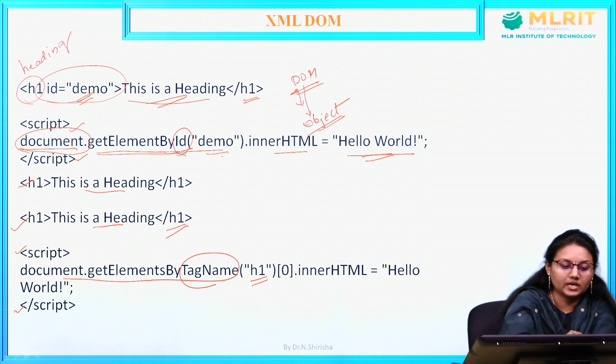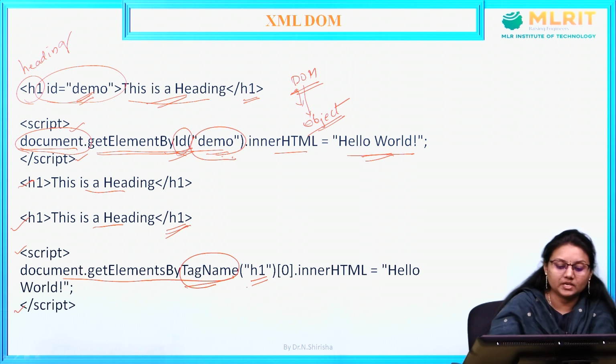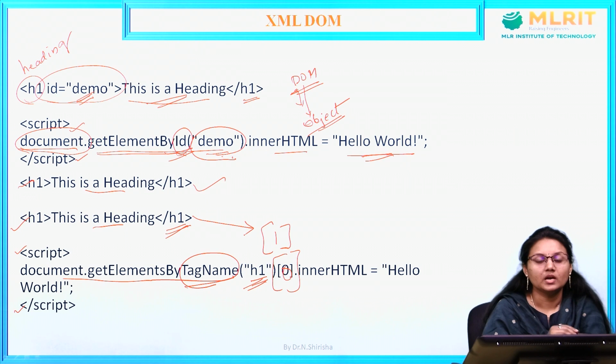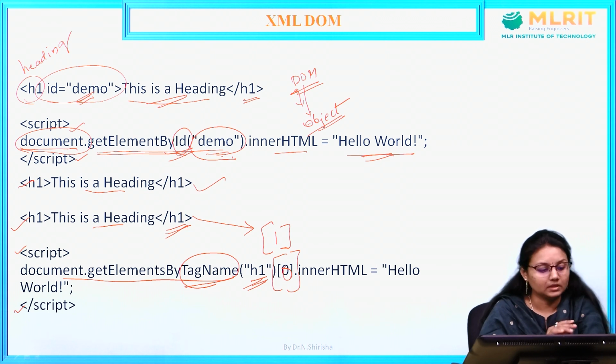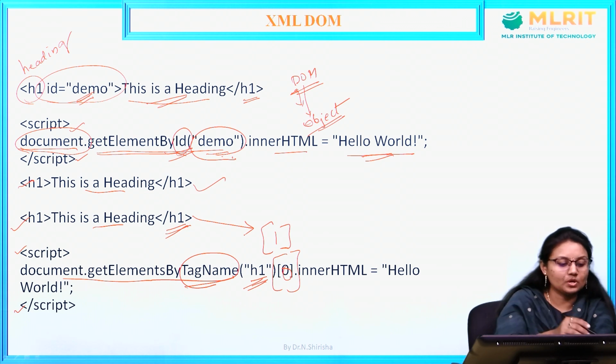Here we were using ID. What is the ID? Demo is the ID; this is the ID we have passed. What is the tag name? H1 is the tag name, and you are passing that H1. What is this indexing? 0 is your first tag. If you pass index as 1, then this is index 1. That means by using the indexes, you can change the content of a particular heading. So here this heading is there, and you change it to hello world.